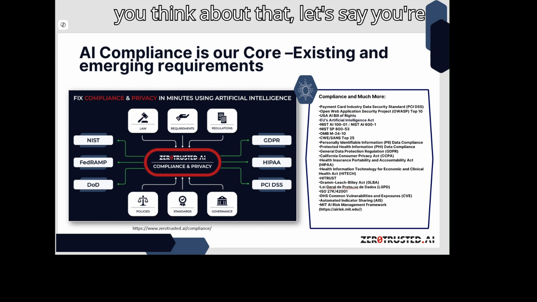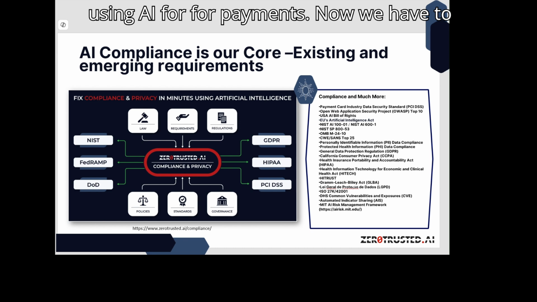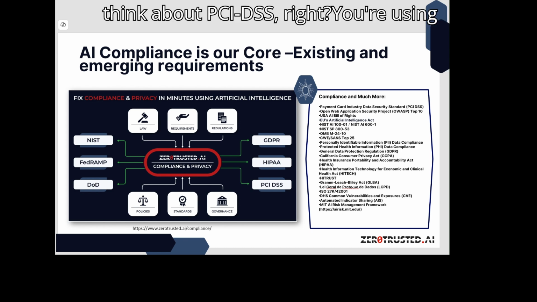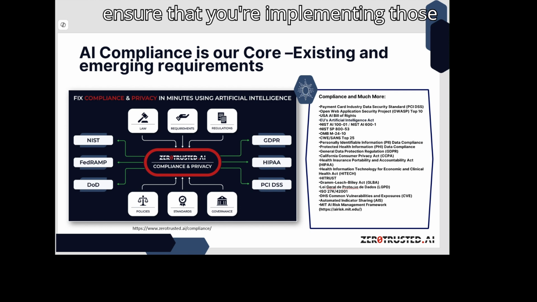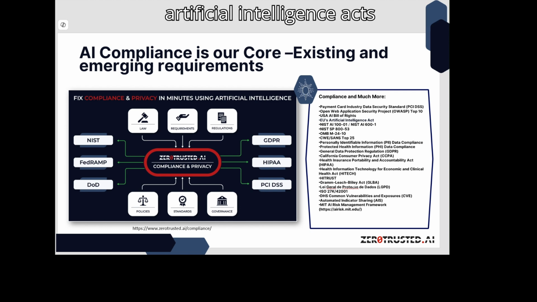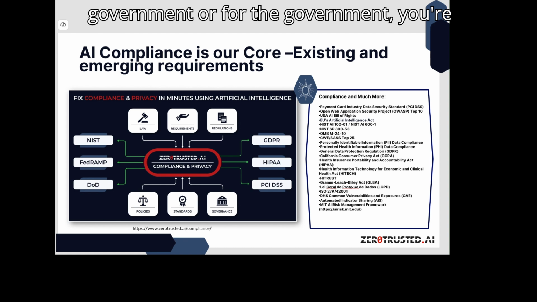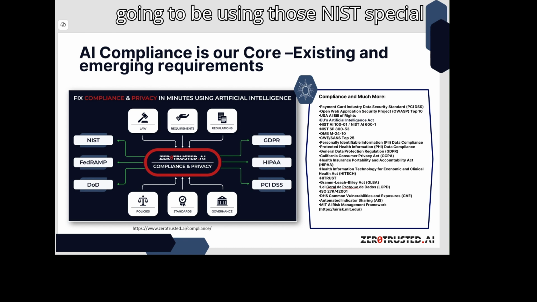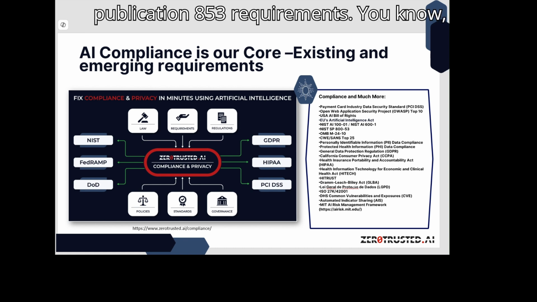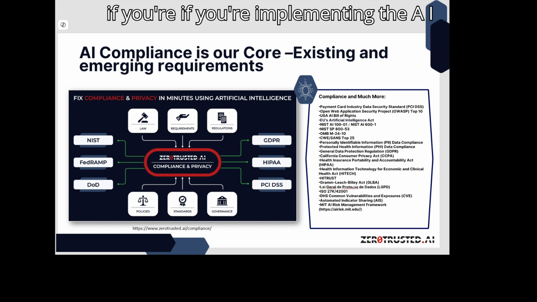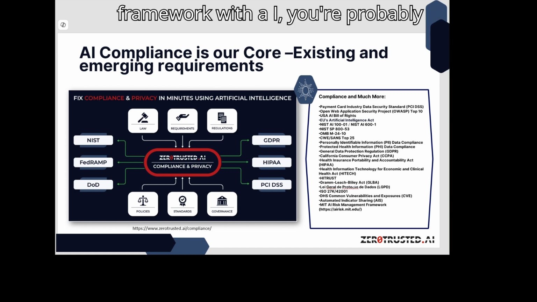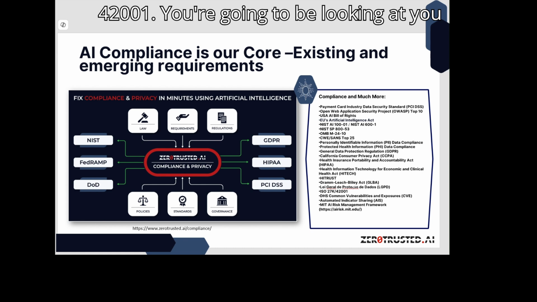If you think about that, let's say you're using AI for payments. Now we have to think about PCI DSS, right? You're using it in the EU, so you're going to want to ensure that you're implementing those Artificial Intelligence Act requirements. If you're using it in or for the government, you're going to be using those NIST Special Publication 800-53 requirements. If you're implementing the AI Risk Management Framework or that ISO framework for AI, you're probably looking at 42001.